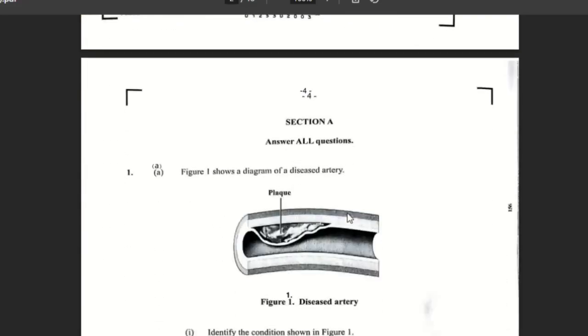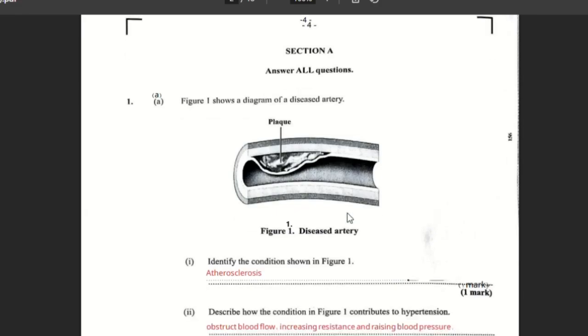Obviously, they cannot test you on the entire syllabus, but they will pick out different parts and put them on the paper. So anyways, this is going to be section A. We're going to start here and then go along.